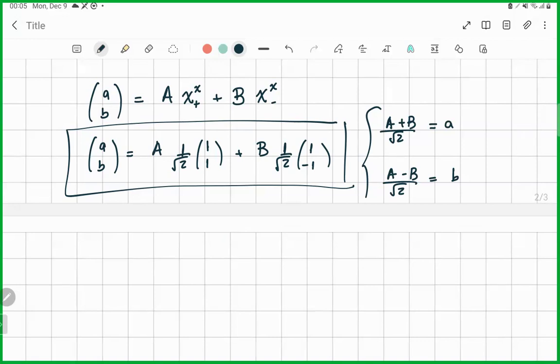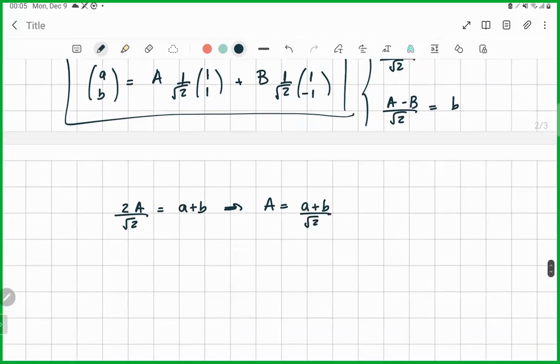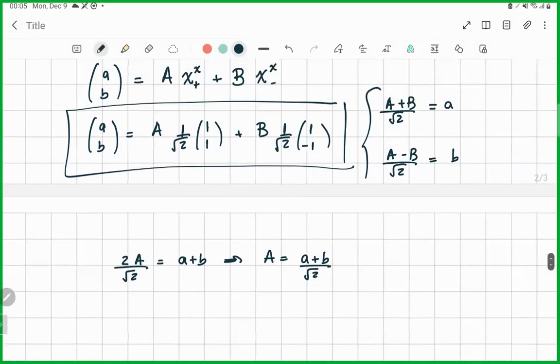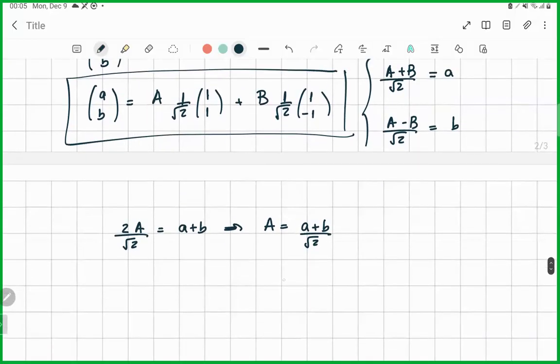Okay? So if we sum these two equations, we find that 2 big A square root of 2 is A plus B. So that means that big A is A plus B over square root of 2. And if we do the same thing for B, but subtracting the two equations, we are going to find that big B is A minus B over square root of 2. Okay, so solving those two equations, that's what we get: big A and big B.